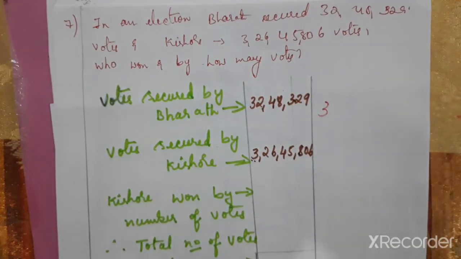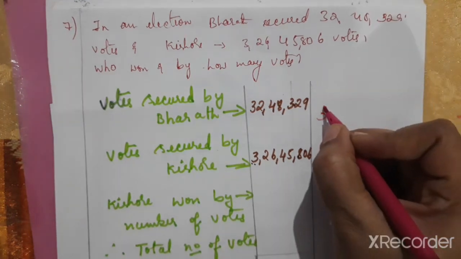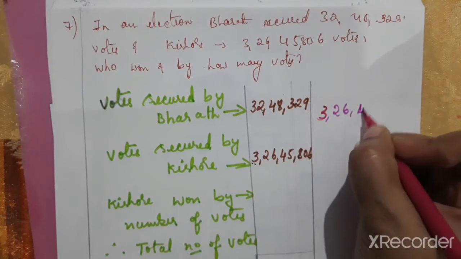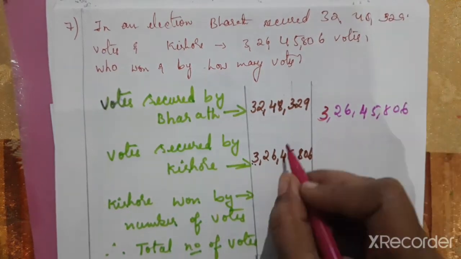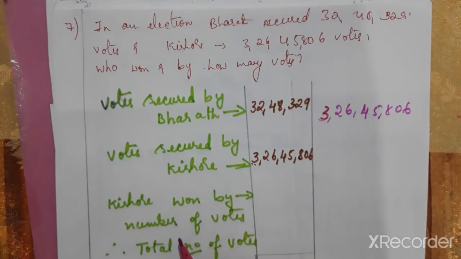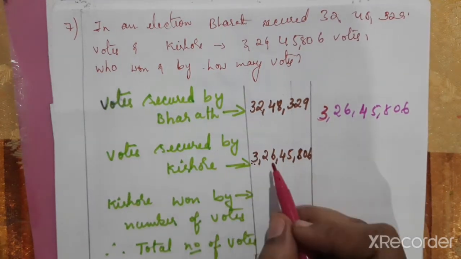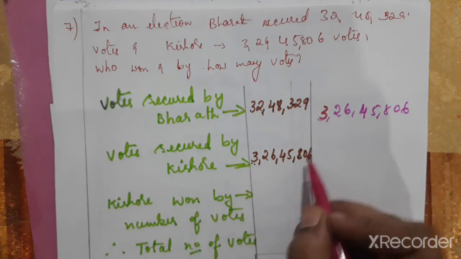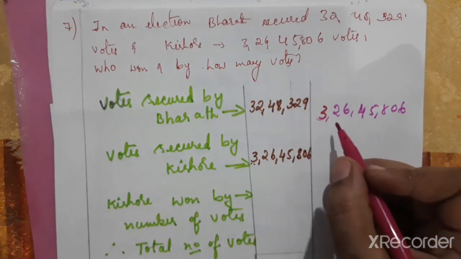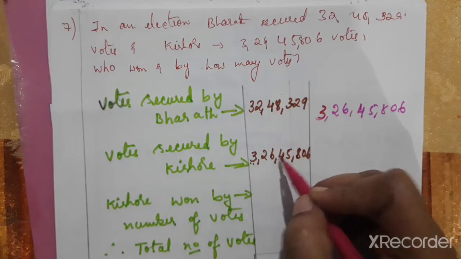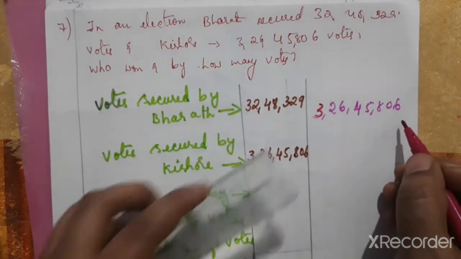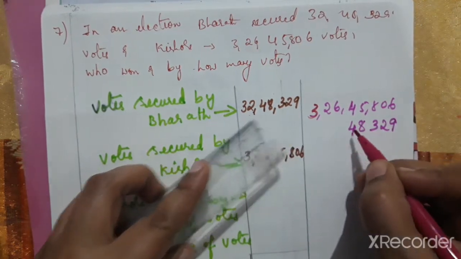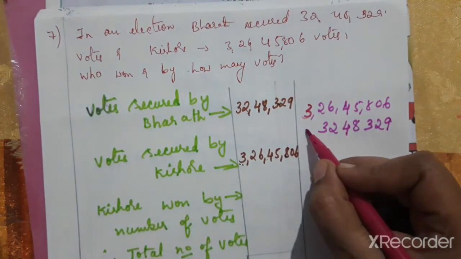So Kishore won by number of votes. Votes secured by Kishore is 3,26,45,806. Now we have to find the difference of these two, the subtraction of these two numbers. Below it, 32,48,329, and here the minus symbol.